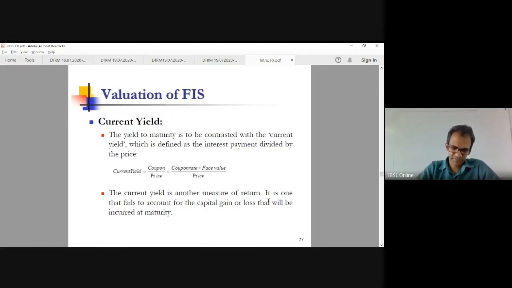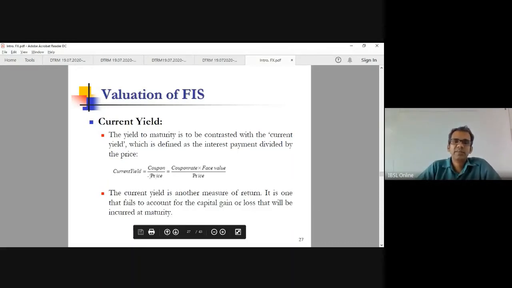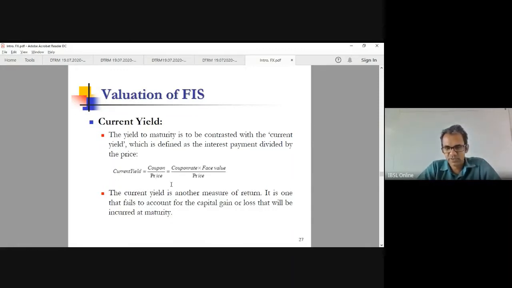And there's one more measure that sometimes we use to get some idea about the return that we get. That is called current yield. This is a very simple way of calculating the yield that you may earn. That is just the coupon divided by the price. What is the coupon that you are going to receive, and what is the price that you are going to pay? Usually you calculate the return for an annual period. Therefore, this coupon would be the annual coupon amount divided by the price. You know how to calculate the coupon. That is the coupon rate times face value.